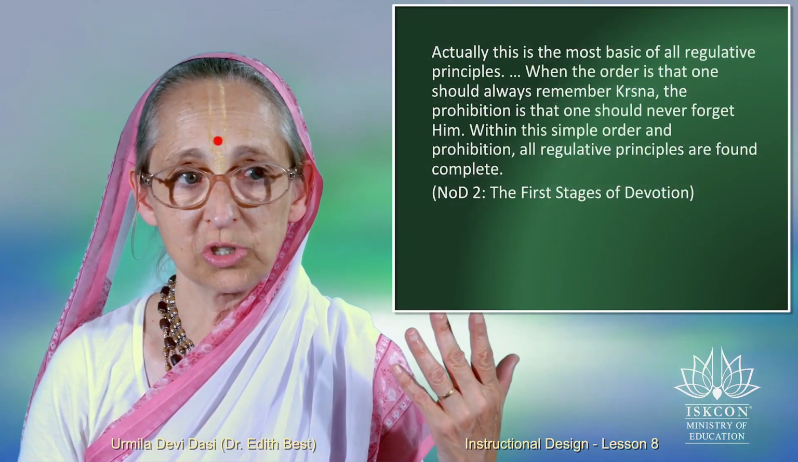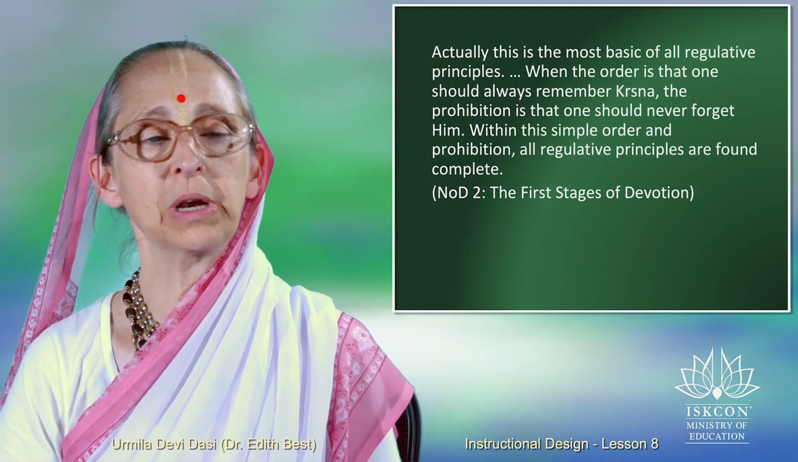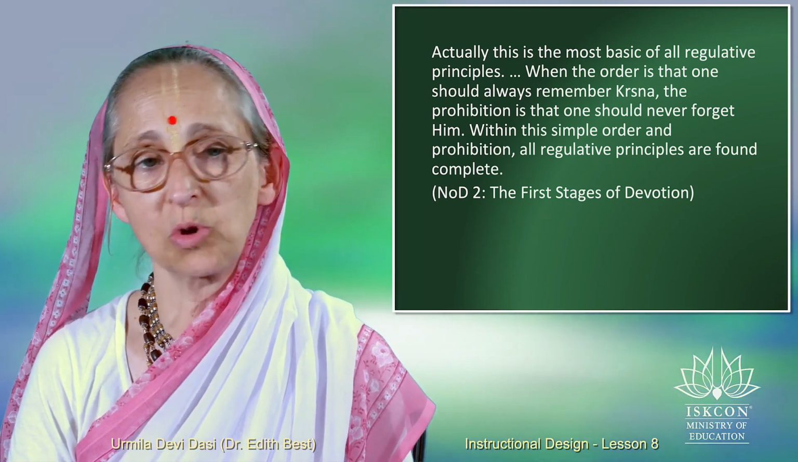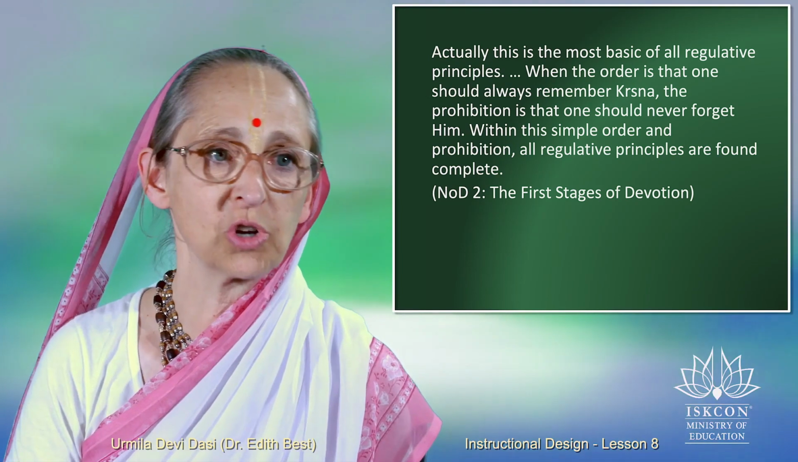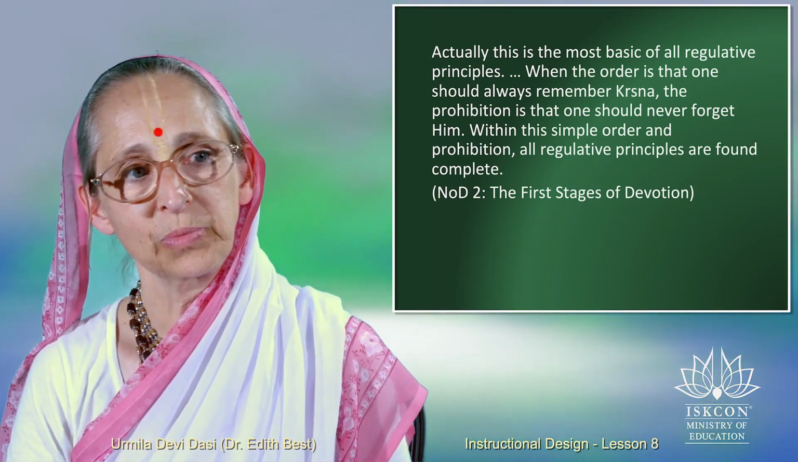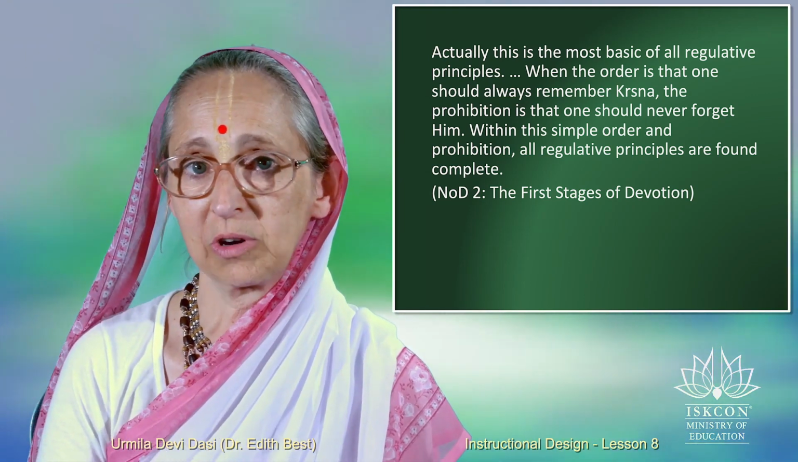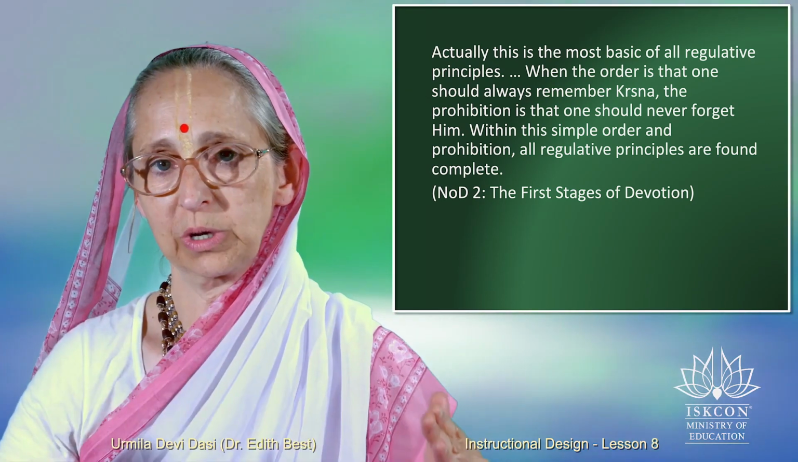In Nectar of Devotion, chapter 2, we're hearing again here from Srila Prabhupada and of course from Rupa Goswami. We can read this. Actually, this is the most basic of all regulative principles. When the order is that one should always remember Krishna, the prohibition is that one should never forget him. With this simple order and prohibition, all the regulative principles are found complete. Here we're given what's most important.